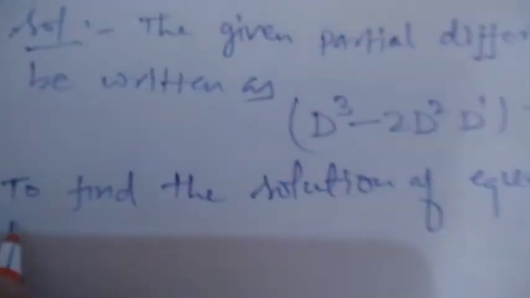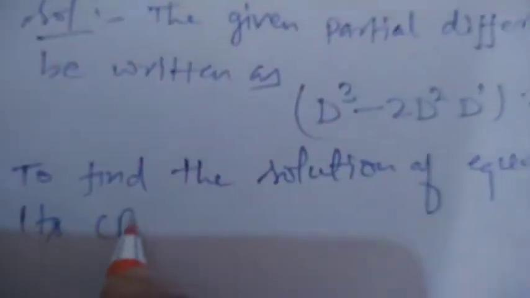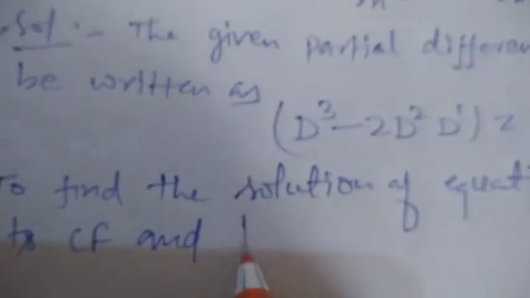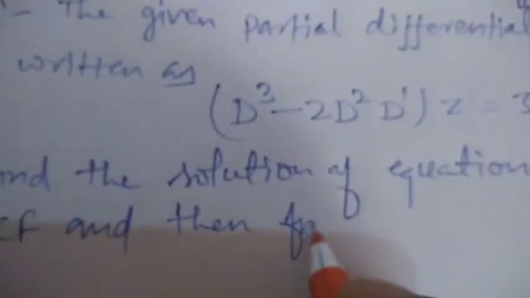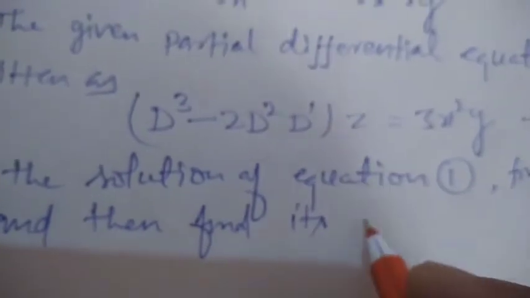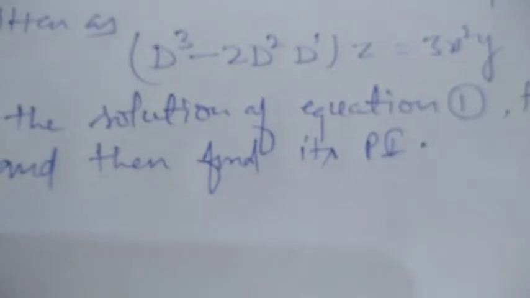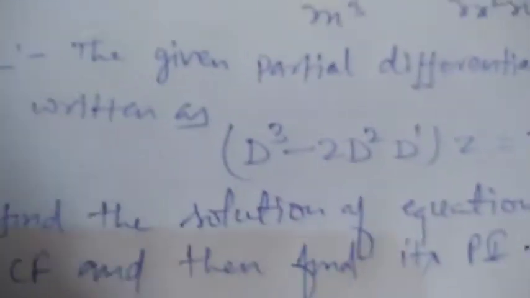Okay students, so now to find the solution of equation 1, first find its CF and then find its PI. So now CF can be obtained by finding the auxiliary equation.